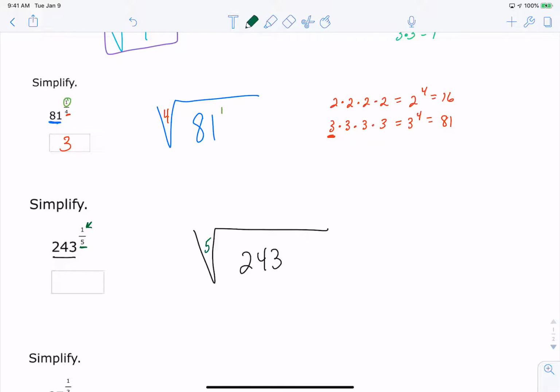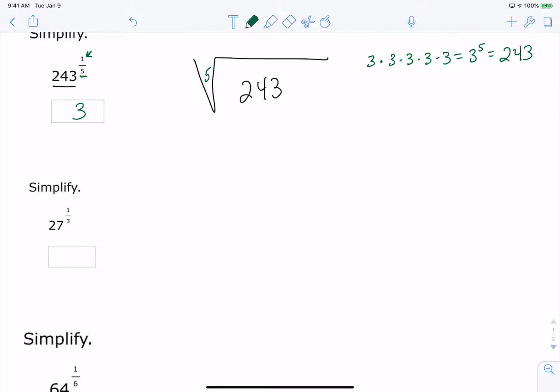So I would say let's maybe start a little higher than 2 and start with 3. See if that works. So 3 times 3 times 3 times 3 times 3 is the same as 3 to the 5th. And if we see what that equals, that's 243. So that tells you that the 5th root of 243 is 3.